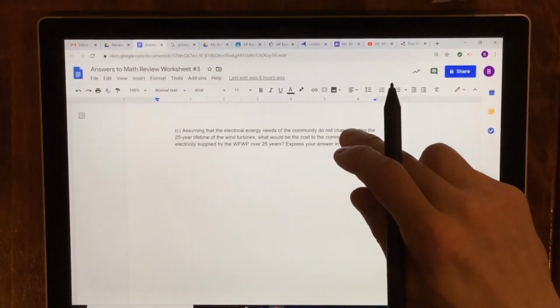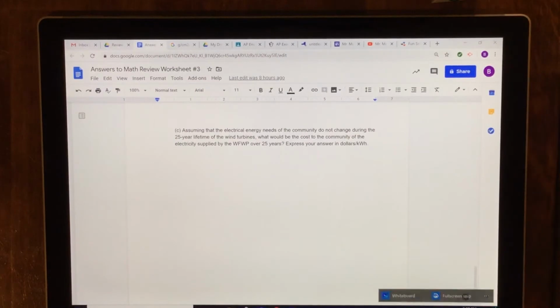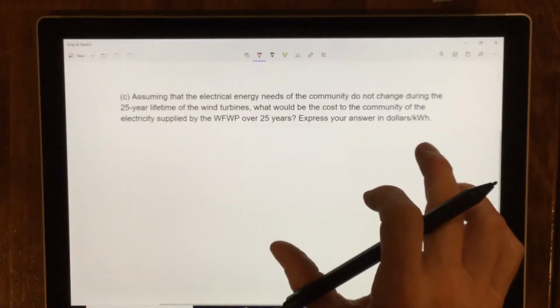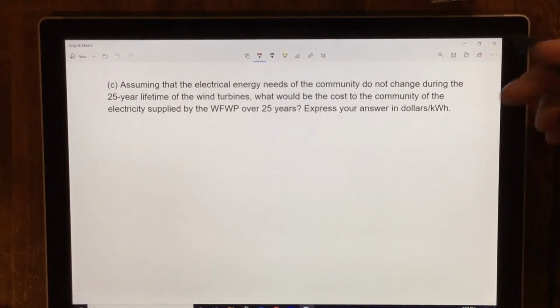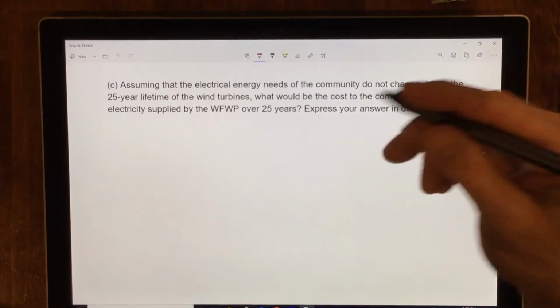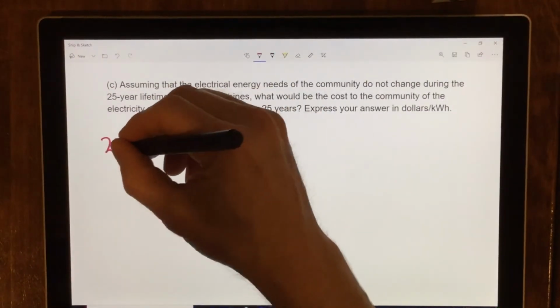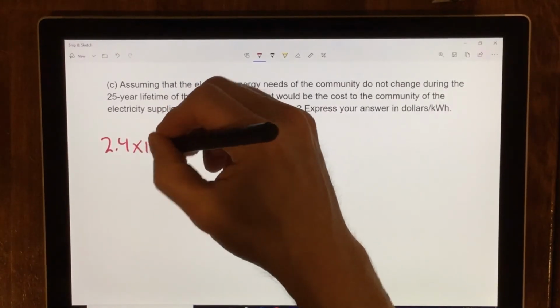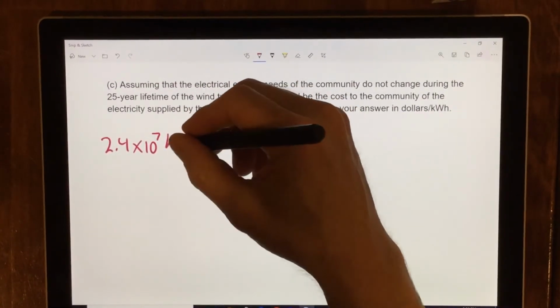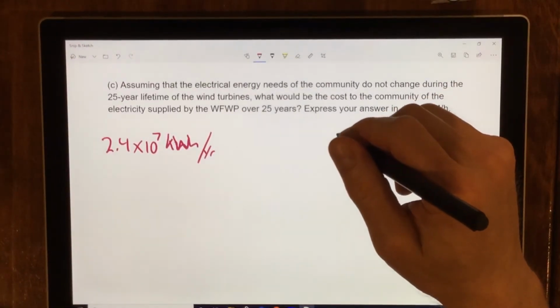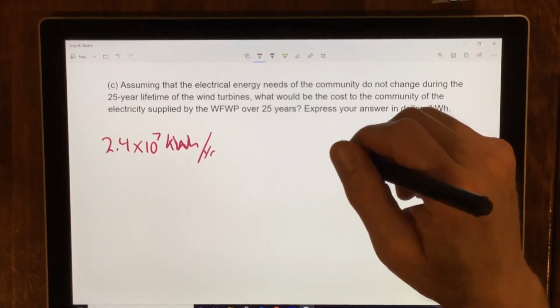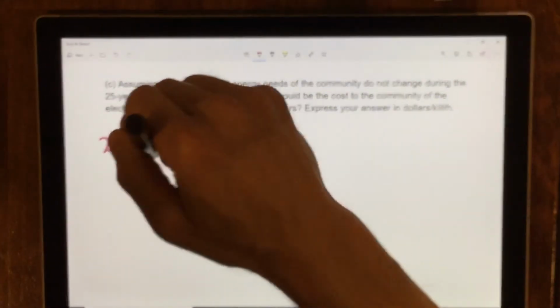Here we go. Part C. Now this and this. Okay, here we go. So assuming the electrical energy needs do not change during the 25-year lifetime, what would the cost of the community be for the wind farm, the wind turbines over 25 years? All right. So we calculated in 11B, the one above it, it was 2.4 times 10 to the 7th kilowatt hours per year. Okay, so that's how many kilowatt hours per year the 3,000 homes need.